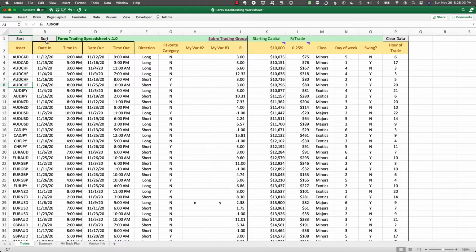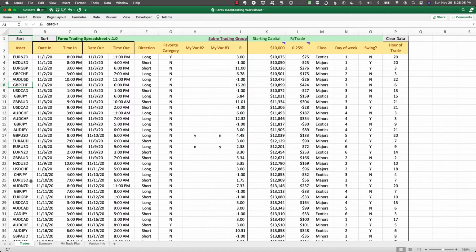Or if you're just looking at one particular asset and you sort by date, oh, I'm on 1111, so now I'm going to start testing on 1112, based on how many trading opportunities you're looking for in the particular time you're trading in. And then, let's see, this is a new enhancement too, clear data.